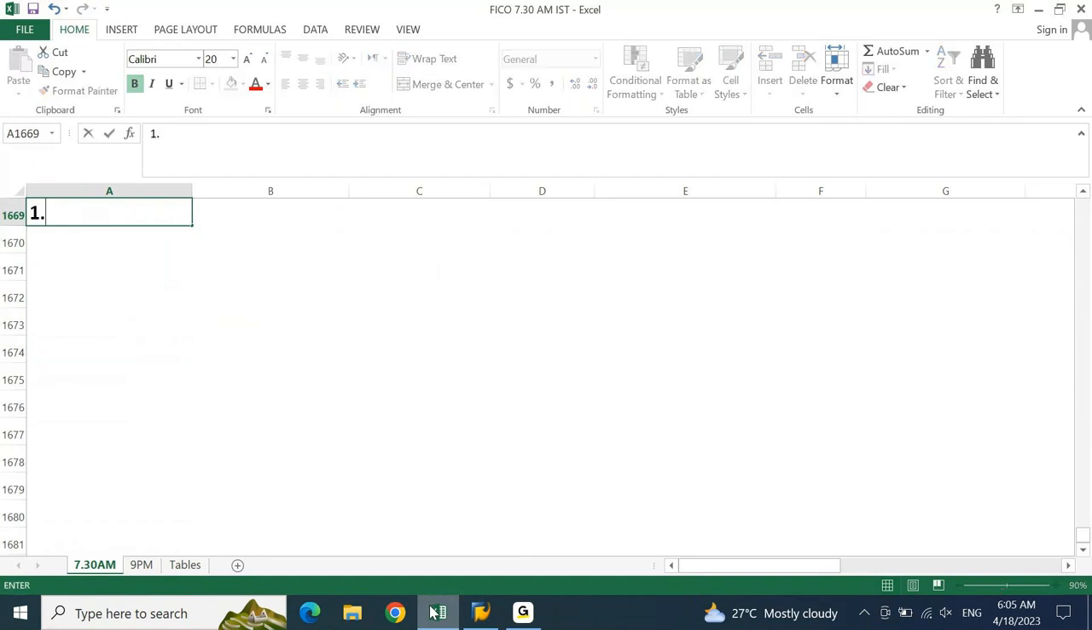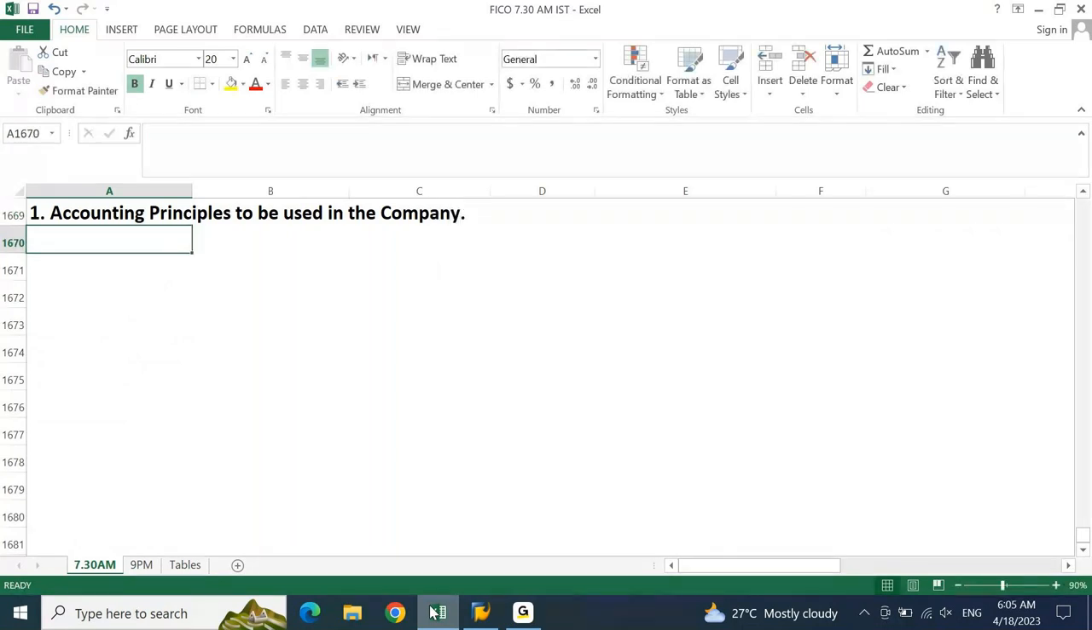points here. Point number one, accounting principles to be used in the company. Okay, it's very important for us to understand which accounting principles will be used in our company. Now when we talk about our company, we are creating Dell Computers India Limited. According to us, Dell Computers India Limited is headquartered, with its head office in the US, and we are operating in India.